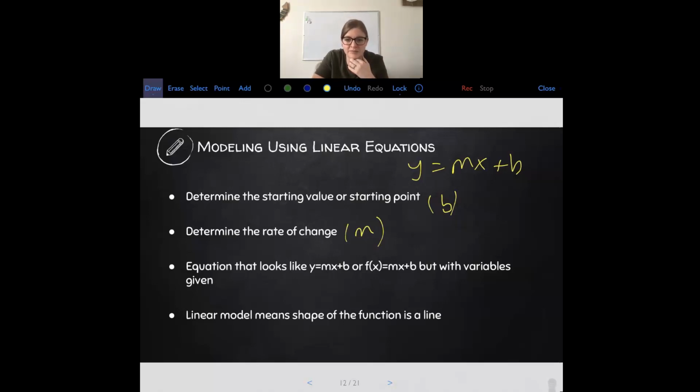Okay, and a linear model means that the shape of the function is a line. So for instance, if you have something like this, this is not a linear model. It's something curvy or wavy, but it's not a line.